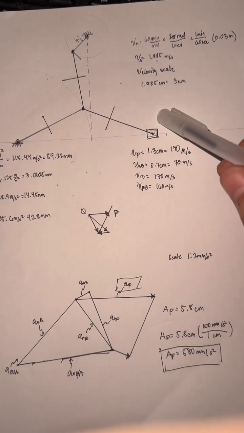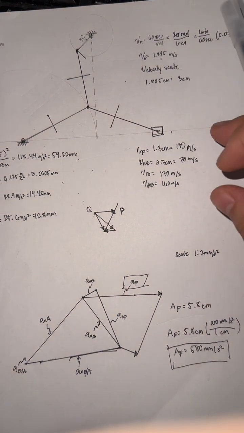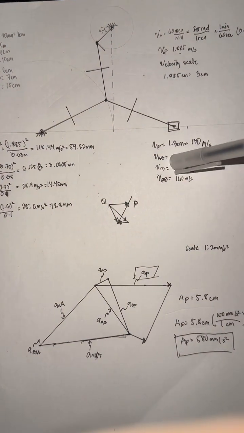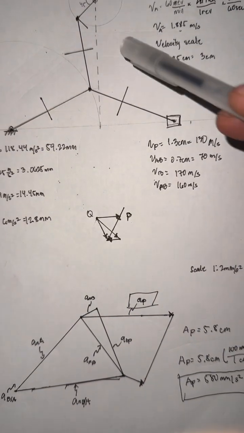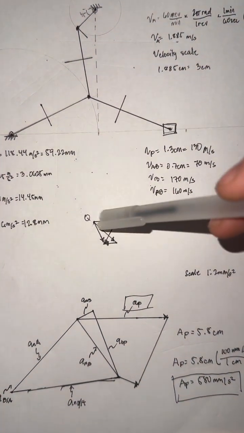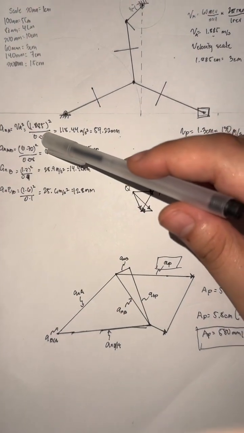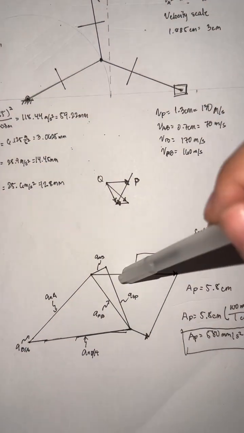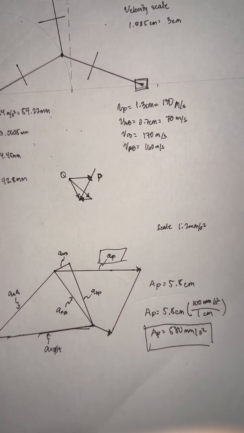1.885 meters per second. And in computing for the velocity of each one, when plotting the perpendiculars, this will be our velocity diagram. And then getting the acceleration is just the same as this one. Computing for the AP, we'll get AP equals 580 millimeters per second squared.